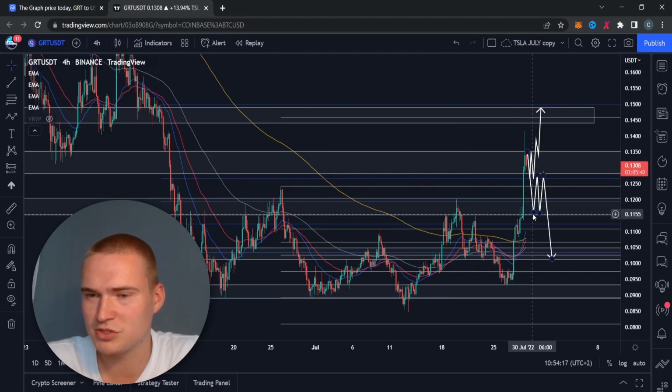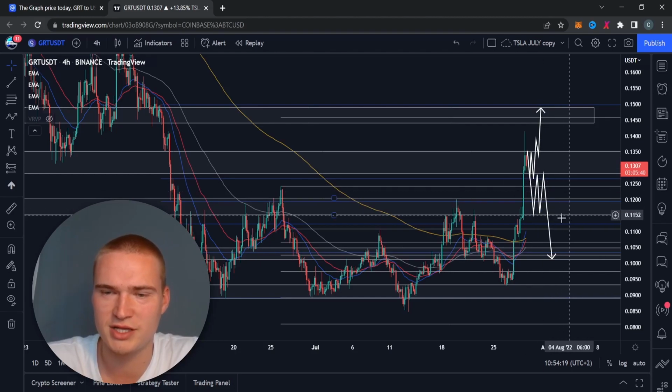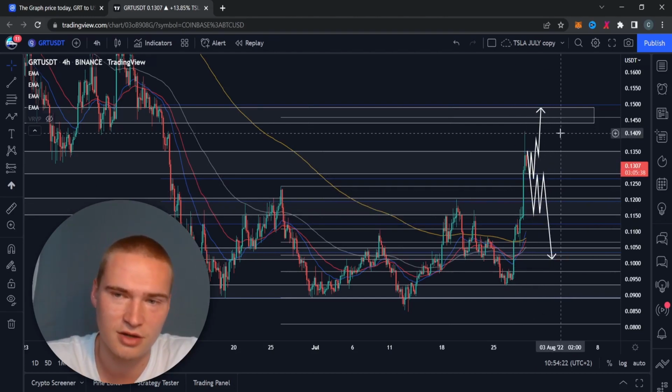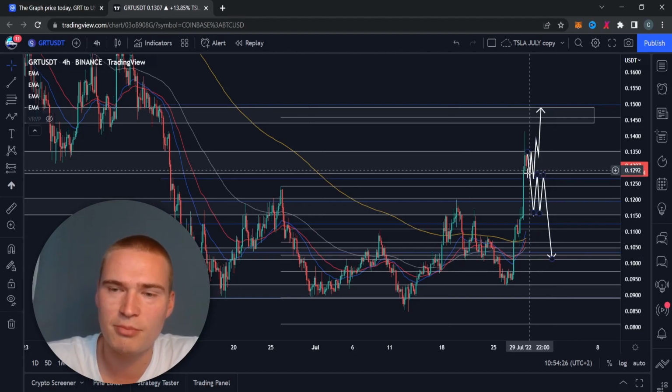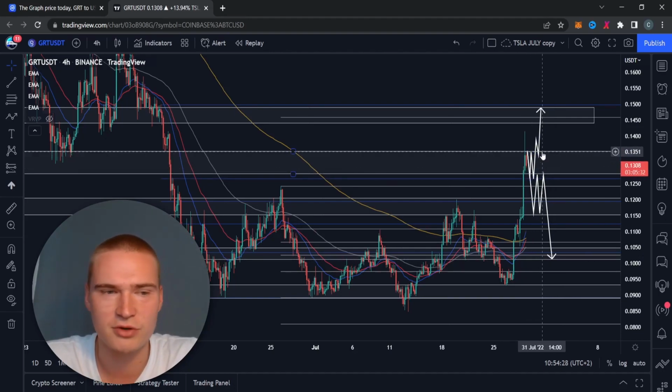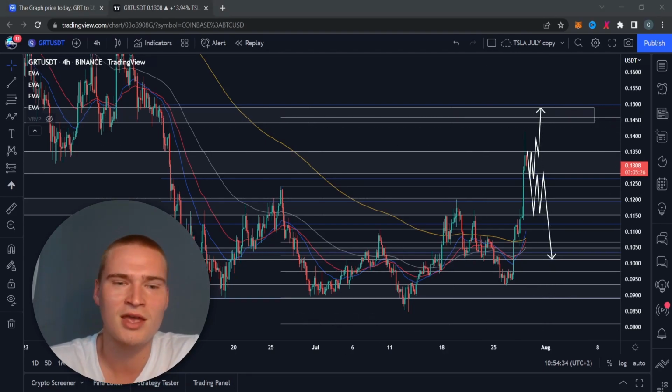If we don't, we're going to drop down to 11.5 cents, consolidate, and then depending on the market, either get up still or drop down quite significantly. But if we hold it, I think we're able to break above 13.5 cents within the next 2 days and get up to our price target between 14.5 and 15 cents. So yeah, that's basically my analysis on GRT for now.